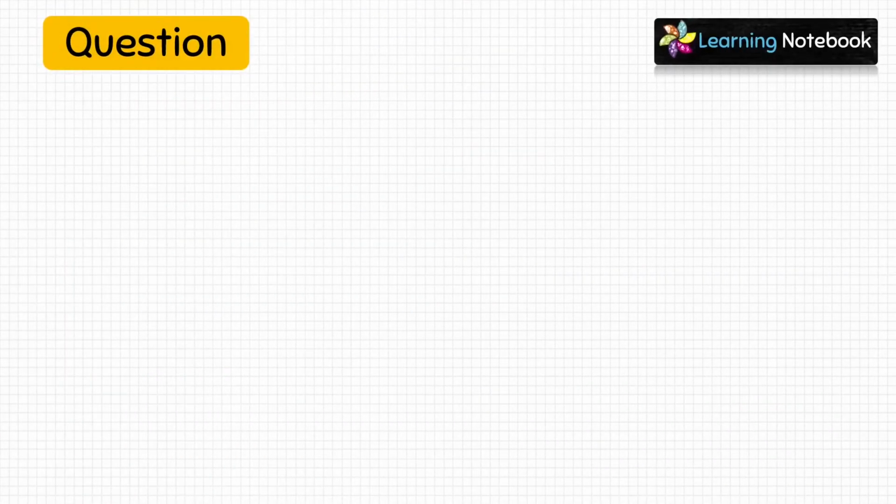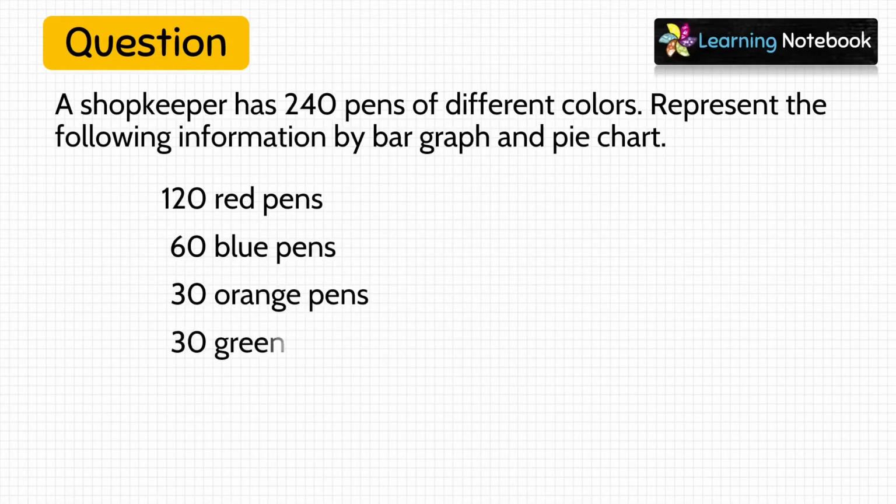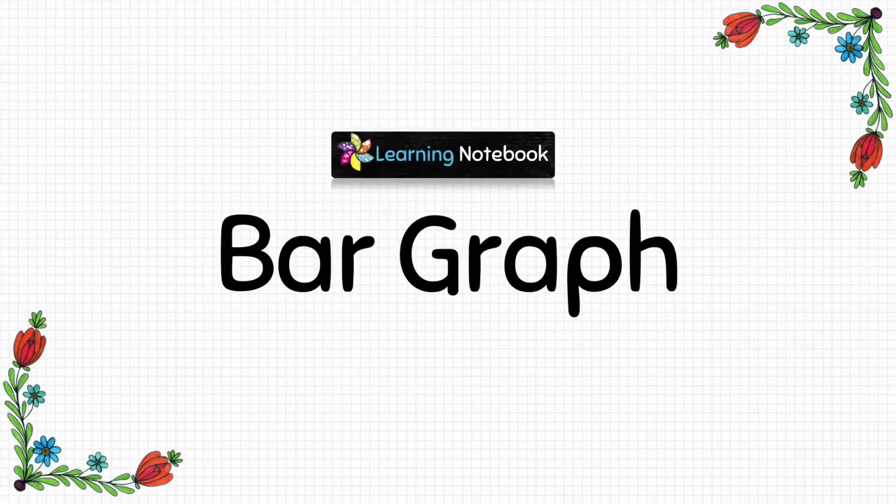So let's solve a question using this data handling activity. A shopkeeper has 240 pens of different colors. Represent the following information using bar graph and pie chart. 120 red pens, 60 blue pens, 30 orange pens and 30 green pens. First, let's represent this information using bar graph.